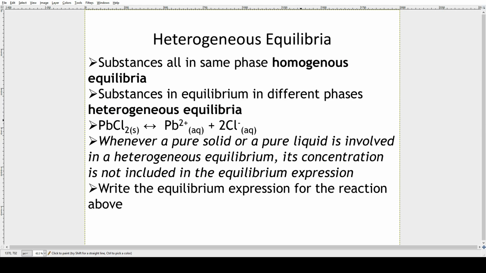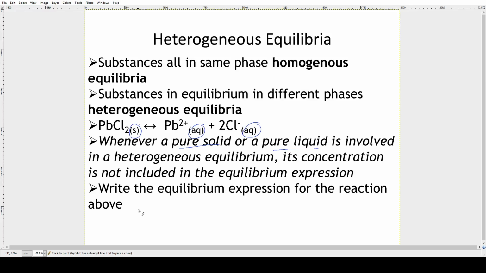All right, so then, here we have a heterogeneous equilibria. So like we said before, if they're all in the same phase, like they're all gases, gases plus gases react to gases, that's homogeneous. However, if you have a solid reacting with aqueous solutions, this is not homogeneous. We have a solid mixed in there. It's heterogeneous. So again, I've said this before, whenever a pure solid or a pure liquid is involved in a heterogeneous equilibrium, its concentration is not included in the expression. You just leave it out.